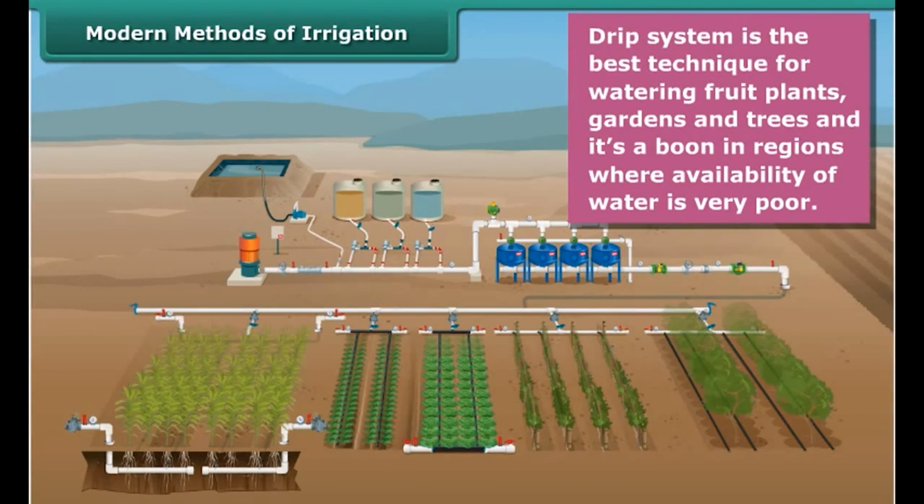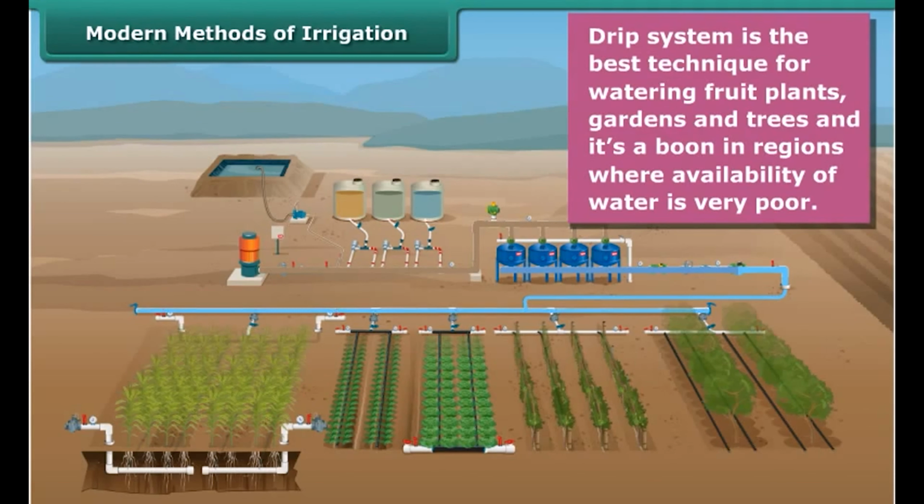Next is a drip system. In this system, the water falls drop by drop just at the position of the root. It is the best technique for watering fruit plants, gardens, and trees. We can see water is not wasted at all, and hence we can say that it is a boon in regions where availability of water is very poor.